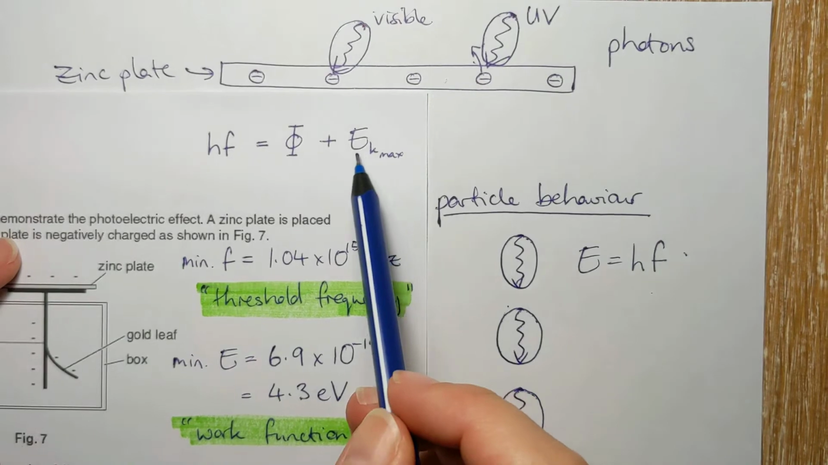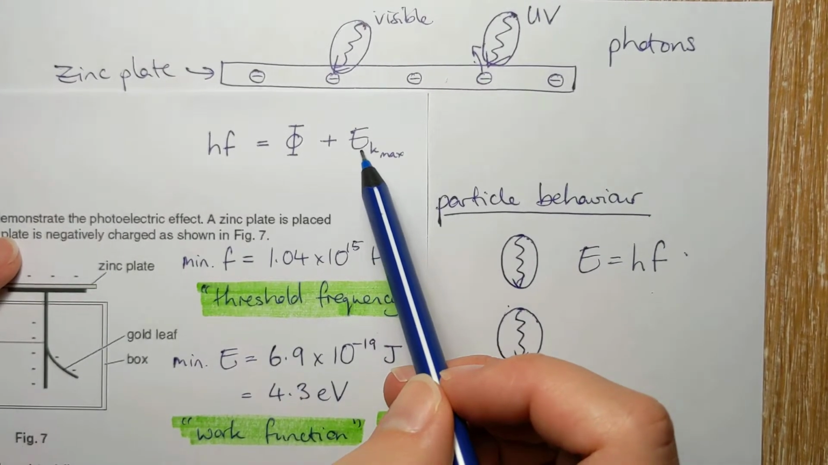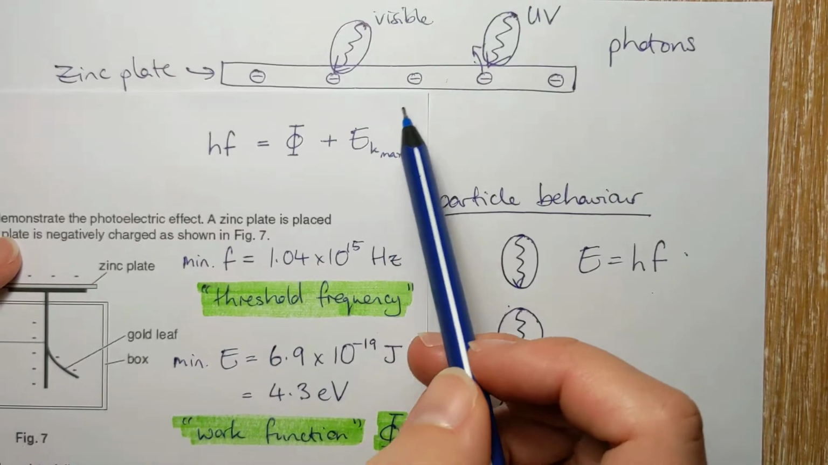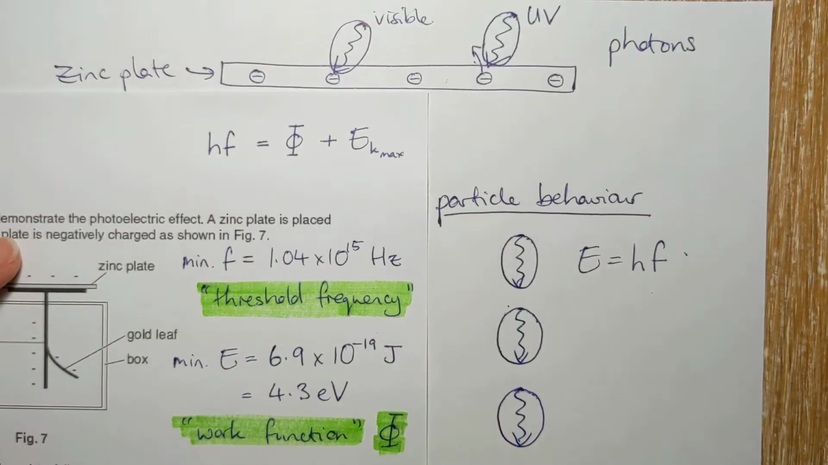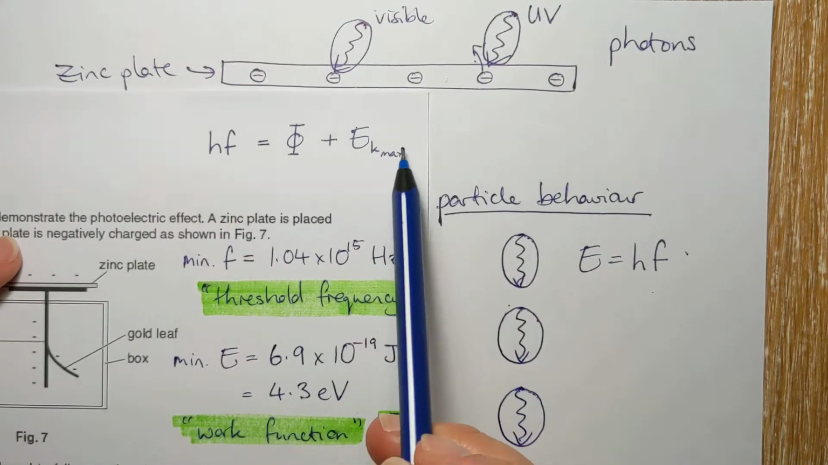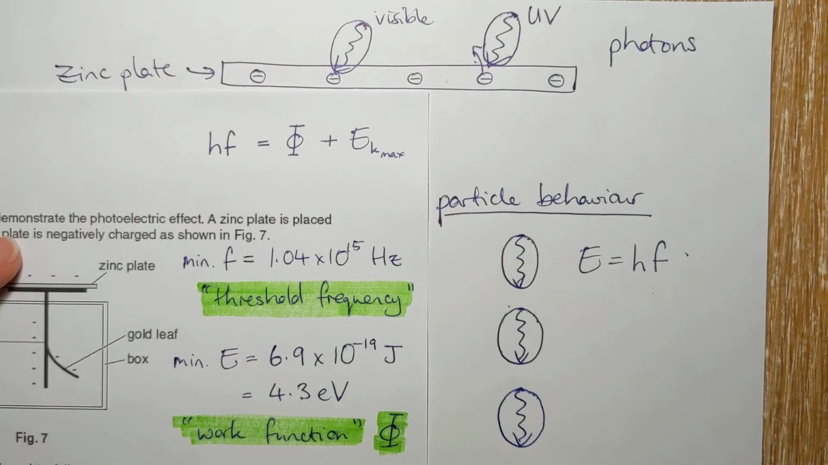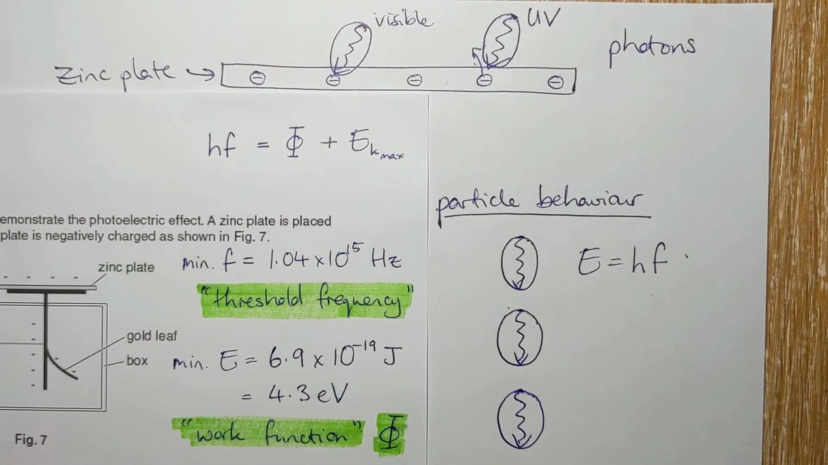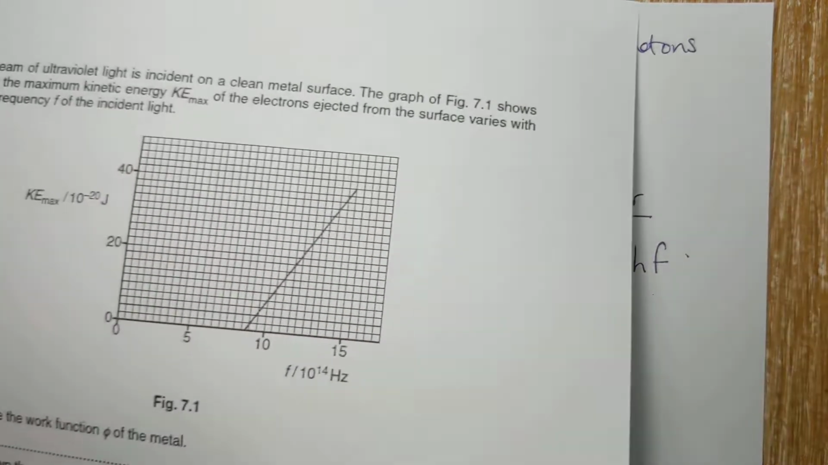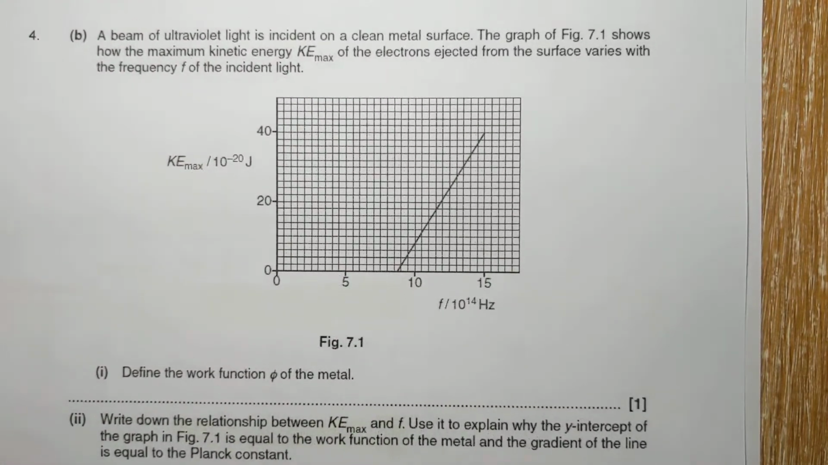Now this is maximum kinetic energy because the electron can lose some energy on its way out of the material. The value we calculate with this equation is assuming that it hasn't lost any on its way out. And so bearing all of that in mind, have a go at our question 4 today.